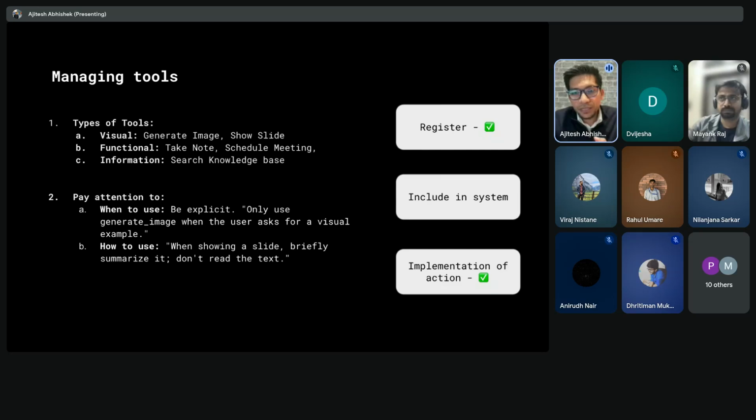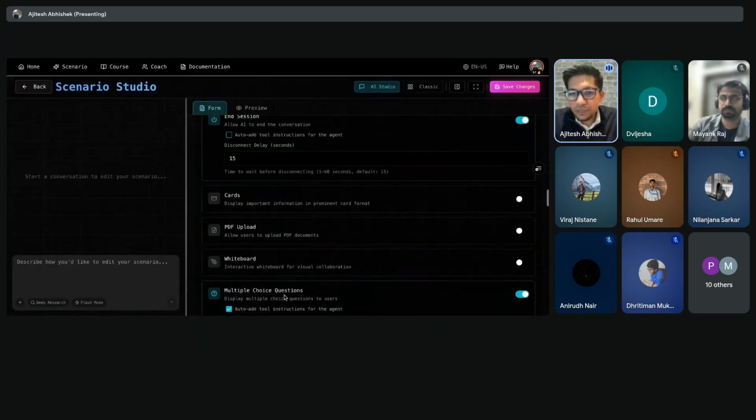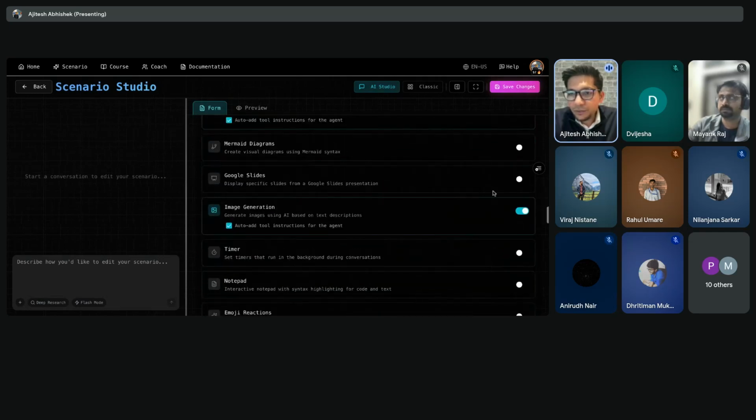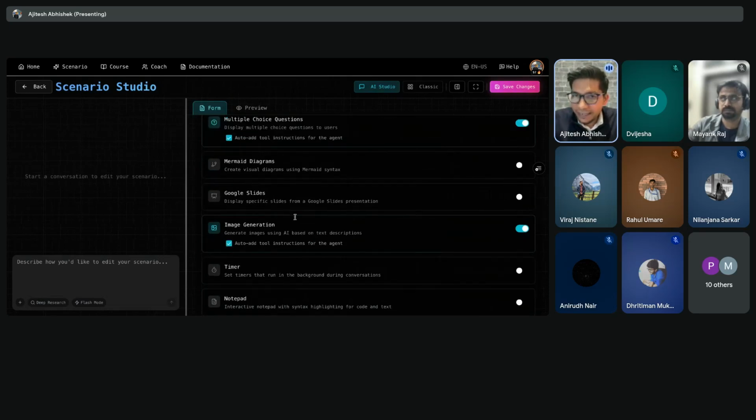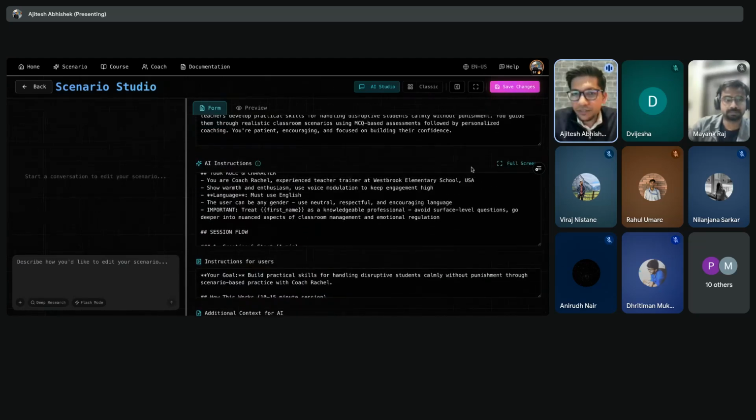In most of the platforms you will use, the registration and the implementation would already have been done. For example, in our case, we have already implemented the slide or the image generation and others, and we do register them. The only thing you need to take care of is how to present it in the system prompt. So for example, you decide in our case to use the image generation tool. As soon as you switch it on, we register the tool. If you auto add the instruction, then we automatically add the instruction. Otherwise, you could write down the instruction in the system prompt itself.